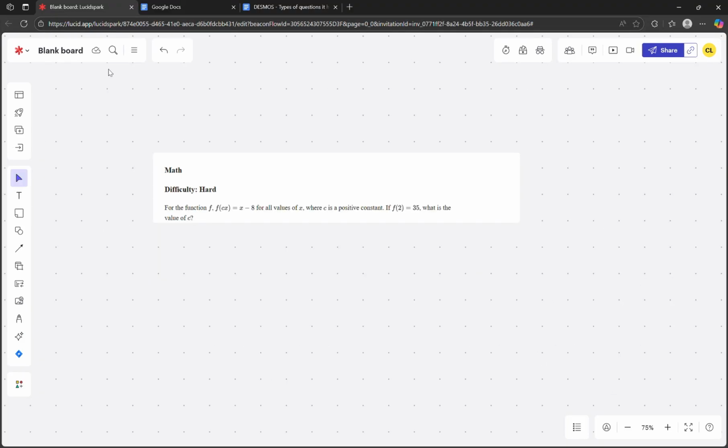I'm going to explain why I set 35 equal to 2 over c minus 8 a tiny bit more. The reason is that 35 is a known value of f of 2. We know f of 2 is equal to 35, and 2 over c minus 8 is the formula expression for f of 2 based on the function definition. So they are equivalent, because they represent the same thing.